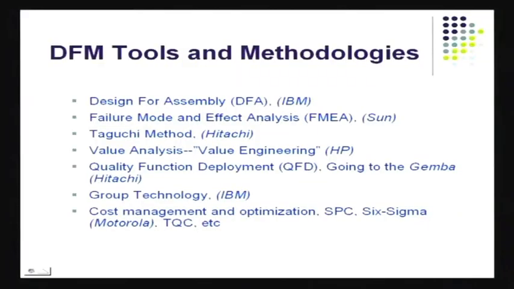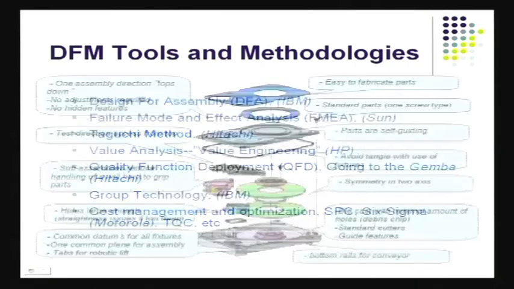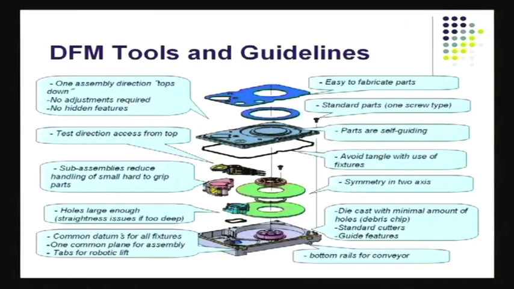IBM exploited this very well in doing their computer manufacturing. Then of course you've got the standard quality assurance methods and cost management methods. You have SPC, and now of course we've got Six Sigma. In addition, we've got TQM and TQC. These also help out with DFM, Design for Manufacturing, when you're trying to do this.